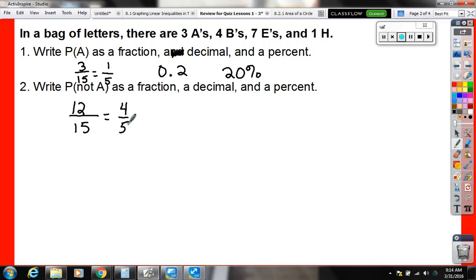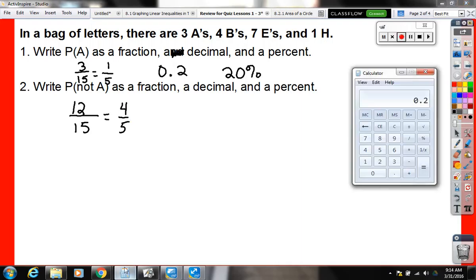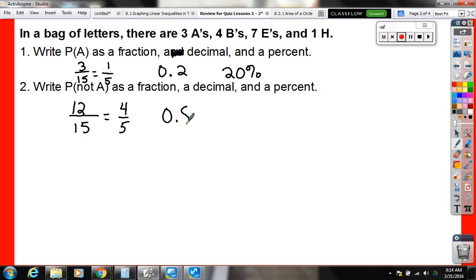Okay, now how do we change that fraction to a decimal, Emma? Good. 4 divided by 5. And again, we get a nice, easy decimal. 0.8. We don't have to worry about rounding or anything like that. Hannah, how do we change that to a percent? Move over twice and then you get 80%. Good. Move the decimal over 2 places, and we get 80%.